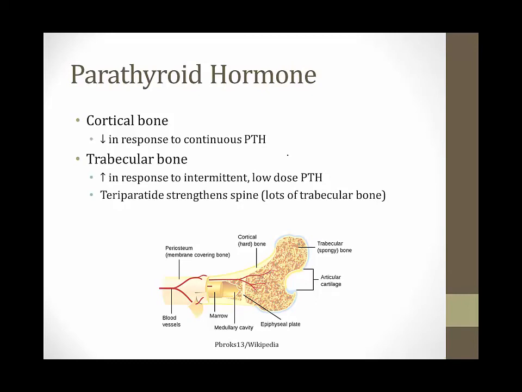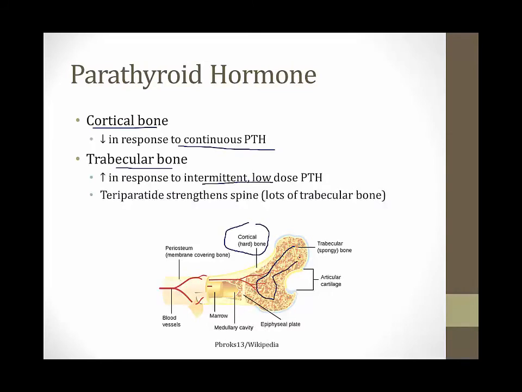In addition, it affects the bone compartments differently. So cortical bone, which is the hard outer shell bone, decreases in response to continuous parathyroid hormone administration. So when your parathyroid gland releases continuous PTH, you see loss of cortical bone, and that's what raises the serum calcium level in response to parathyroid hormone from the parathyroid gland. Trabecular bone, on the other hand, increases in response to intermittent low-dose boluses of PTH.